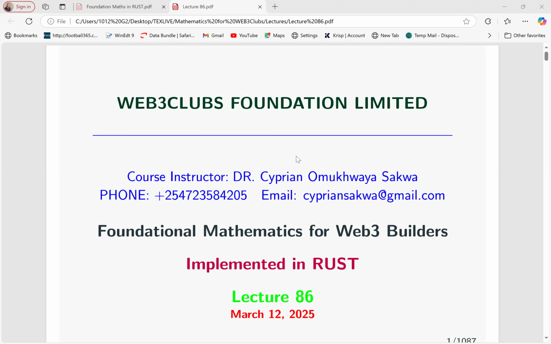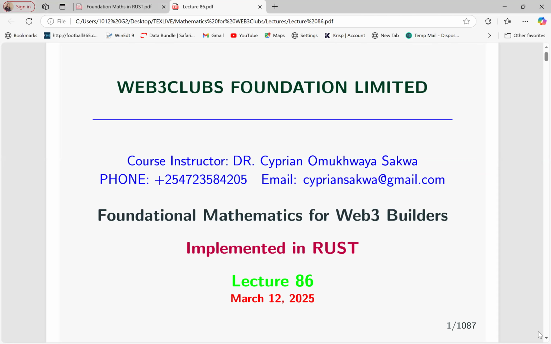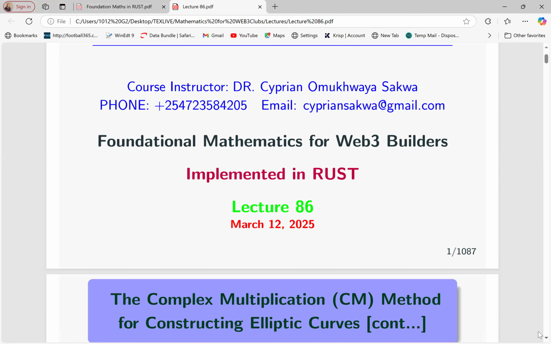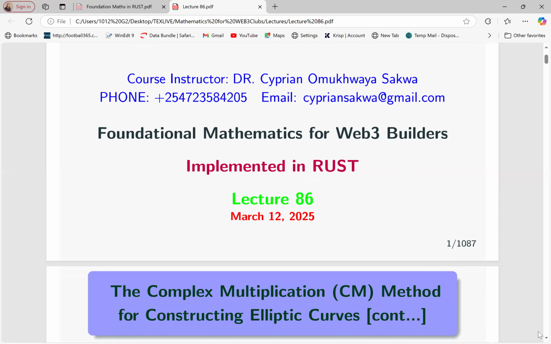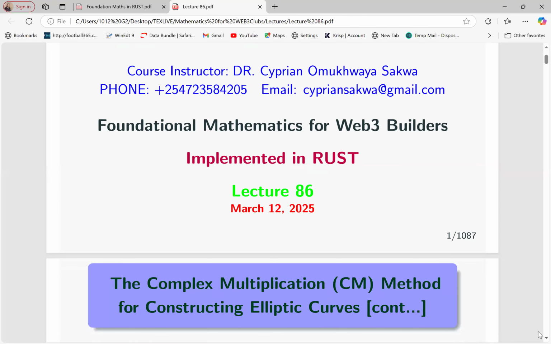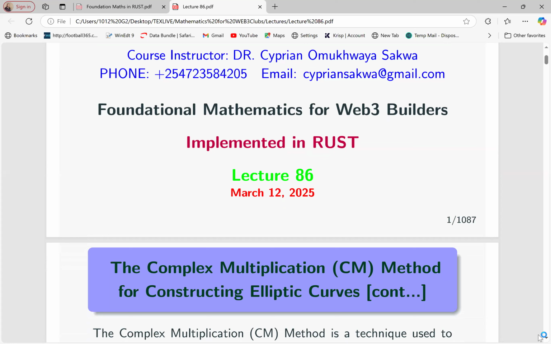Okay, we can now start. We will today do a continuation of what we were doing last time. Last time we were looking at the complex multiplication method, a method that is used to construct elliptic curves from scratch. So we'll again look at it, a continuation of that in today's lesson.